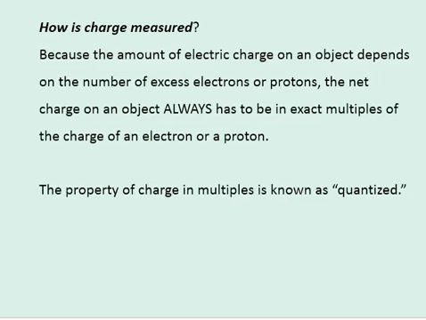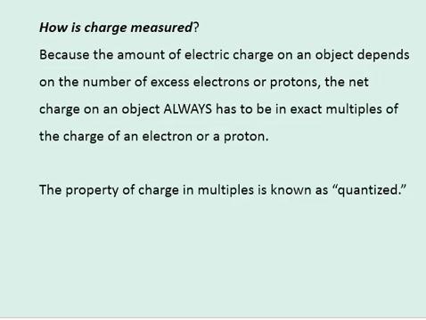How do we measure charge? Well, because the amount of electric charge on an object depends just on how many excess electrons or protons it has, meaning the difference between the two or the imbalance in protons and electrons, the net charge on an object is always going to be in exact multiples of the charge of an electron or the charge of a proton, because you can't have half of an electron or half of a proton in an atom.